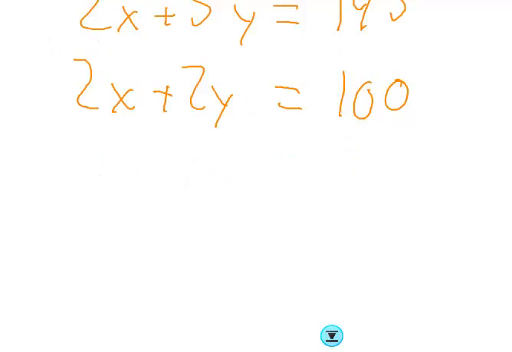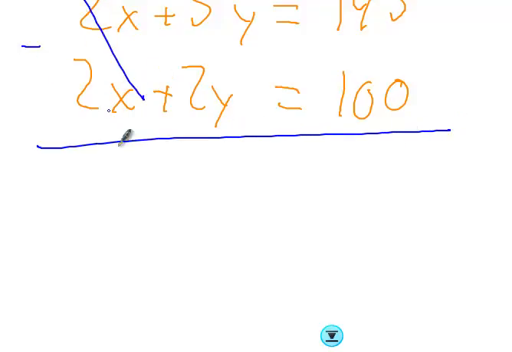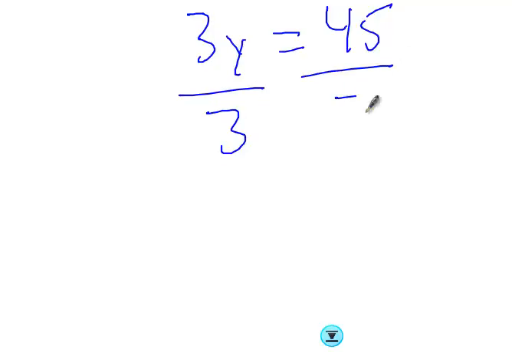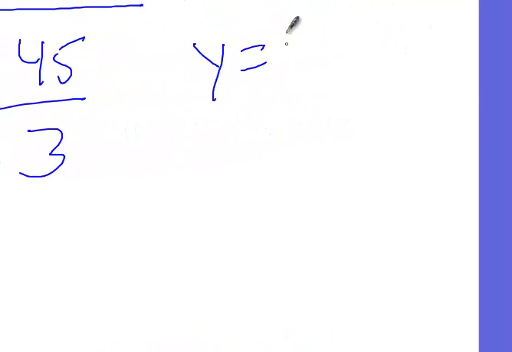Again, since we have a positive 2x and a positive 2x, in order to eliminate them, we must subtract. 2 minus 2 is 0. 5 minus 2 is 3y. 145 minus 100 is 45. Divide both sides by 3. Y equals 15. And there's 15 open-ended questions.